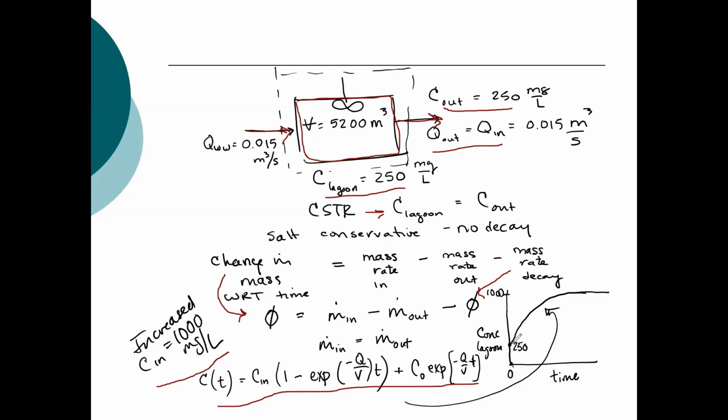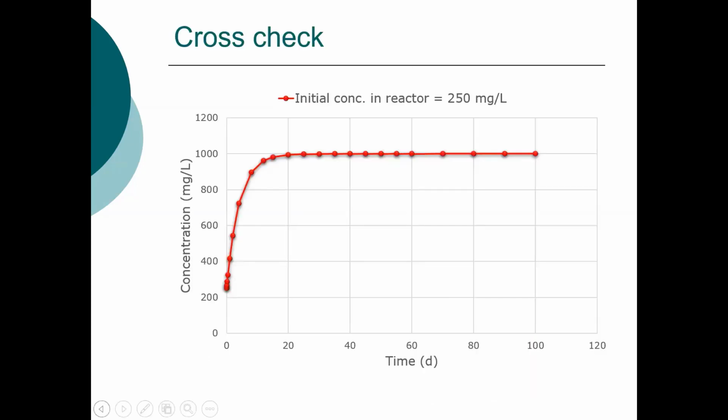We start out at 250 milligrams per liter, that concentration is going to increase with time, okay, as shown here. And it will asymptote at 1,000 milligrams per liter. So when it finally reaches steady state again, now mass in equals mass out, but at a concentration of 1,000 milligrams per liter. Any questions about this problem? This is the same graph, except just plotted in Excel.